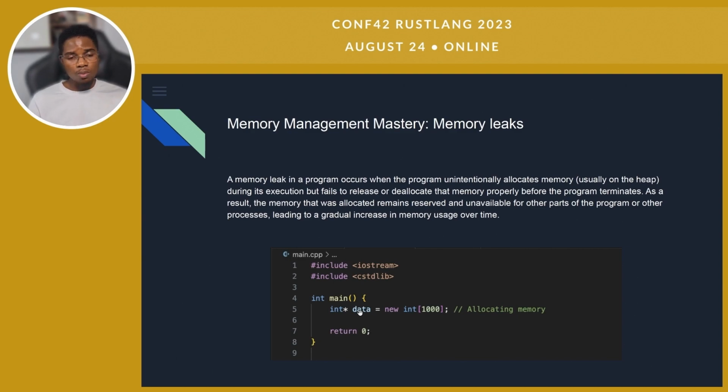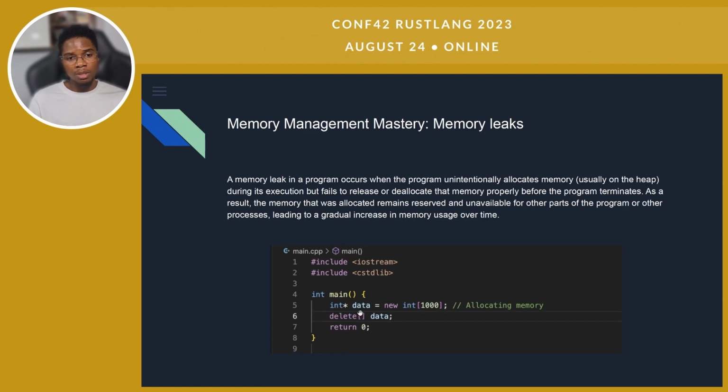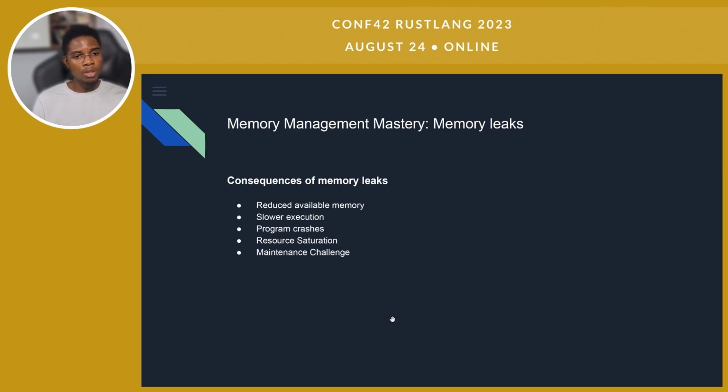So a simple solution would be to deallocate data before the program terminates, which is what we introduce here on line 6, delete data. But what happens when you unintentionally do not deallocate memory, or the program has been designed to be so complex that it's hard to keep track of allocated memory, and deallocating it becomes an issue? So what happens when memory leaks happen?